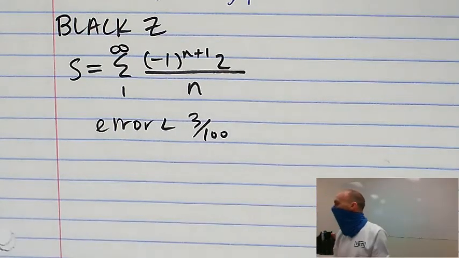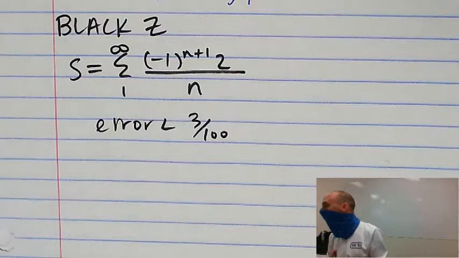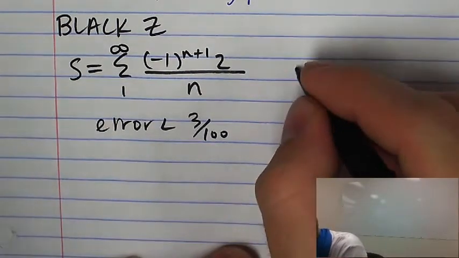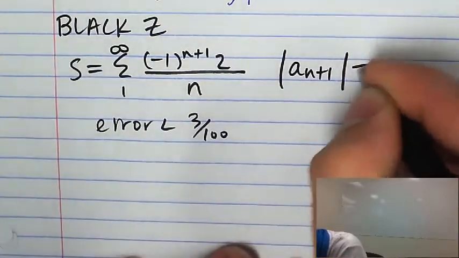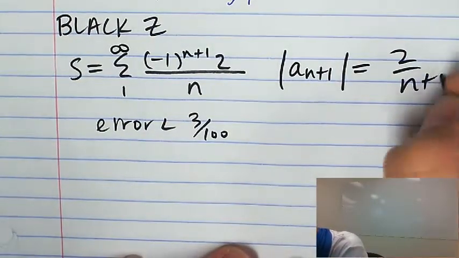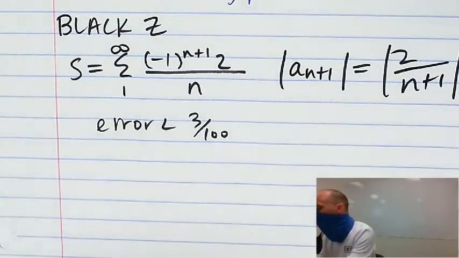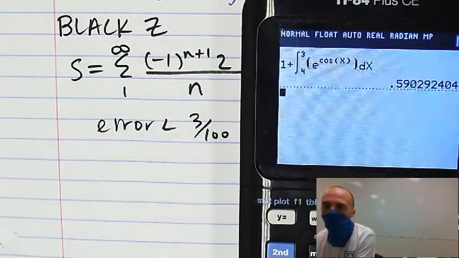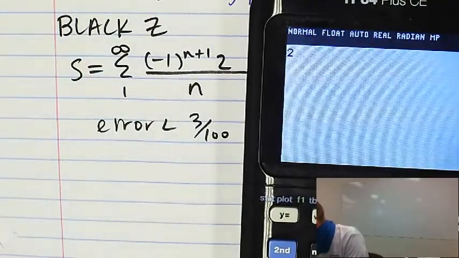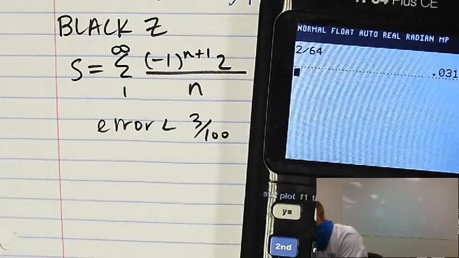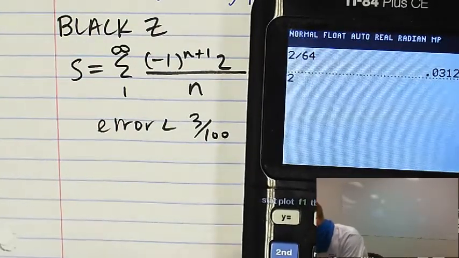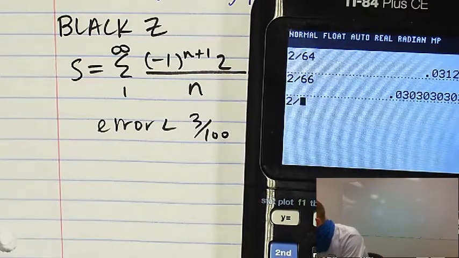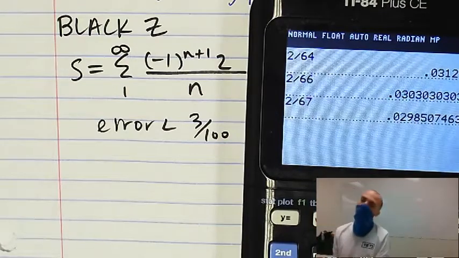And just looking at the answer choices, I've got 64, 66, 68, and 70. So I'm just going to start working with those. And so the absolute value of the next term is just going to be 2 over n plus 1 maybe. But what I'm going to do is bring out the calculator and start looking at what happens when I do 2 over n. So 2 over 64 is too big. 2 over 66 is still too big. 2 over 67, okay, that's the first time it went under.